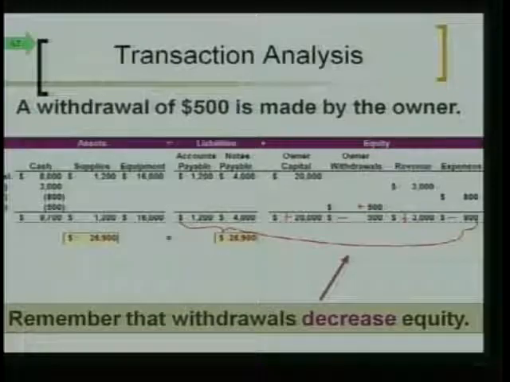Do you understand that? Because withdrawals decrease equity. Okay, any questions on that? Any questions on that? Okay.